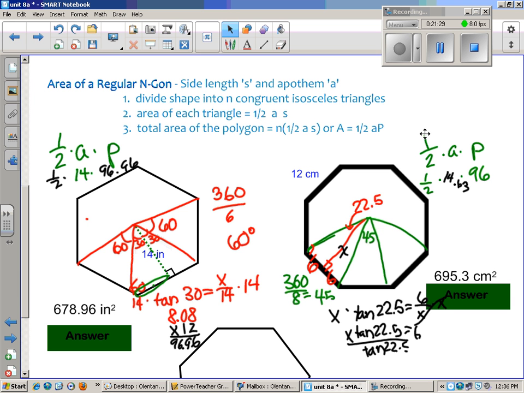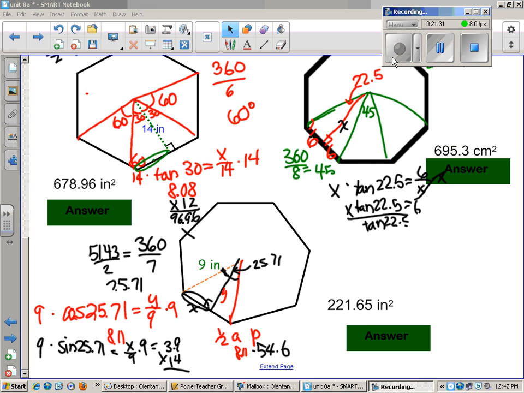Okay? Questions? So the most difficult one is when they don't give you the apothem or the perimeter, and you got to find both. And unfortunately, it's also the one with the most rounding usually because you have to round both of them. All right? Any questions?